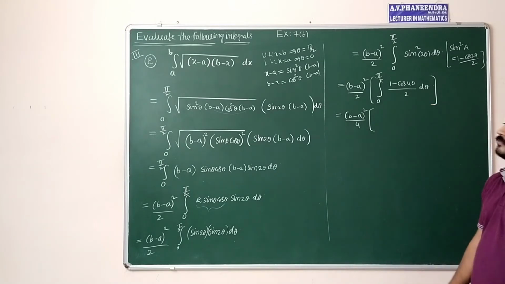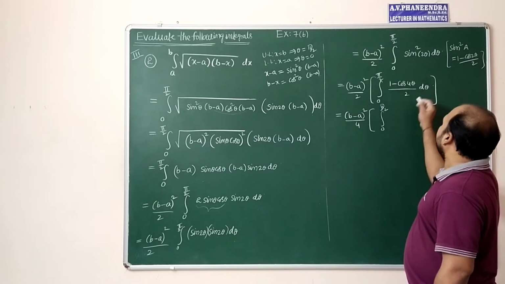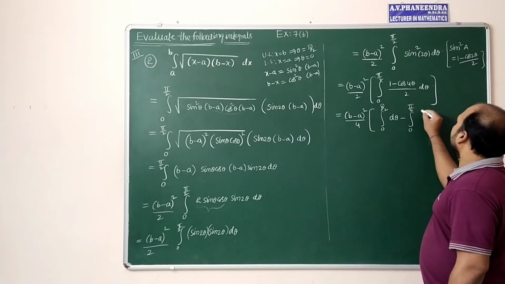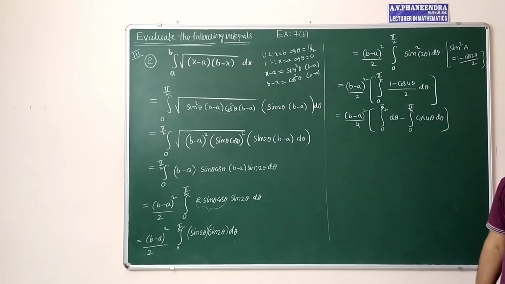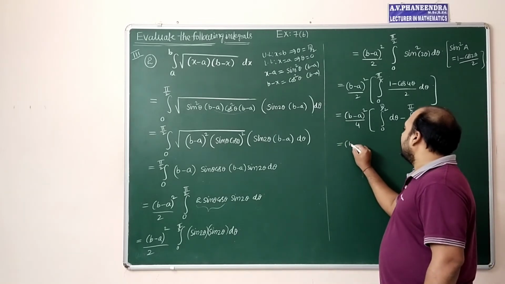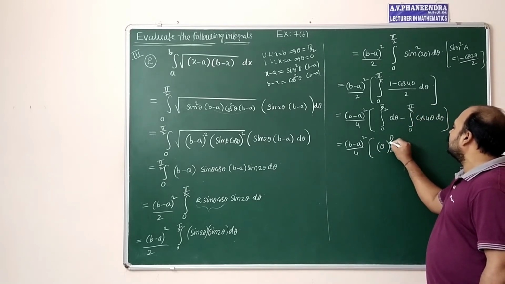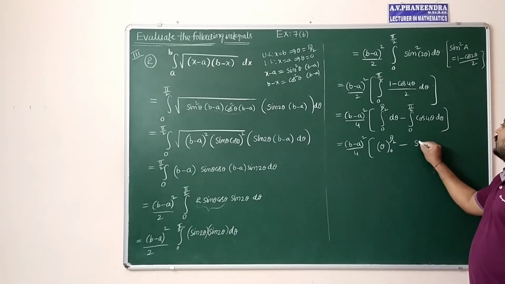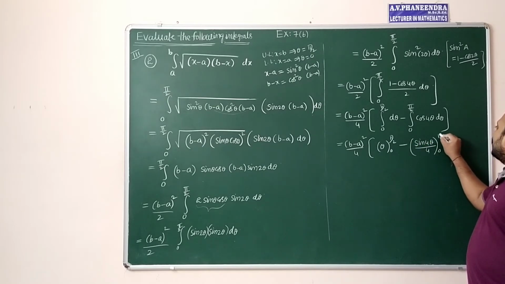into the integral 0 to pi by 2, 1 into d theta is d theta, minus the integral 0 to pi by 2 of cos 4 theta d theta. So now (b minus a) whole square by 4, the integral of d theta is theta, applying the limit 0 to pi by 2, minus the integral of cos 4 theta, which is sin 4 theta by 4, applying the limit 0 to pi by 2.